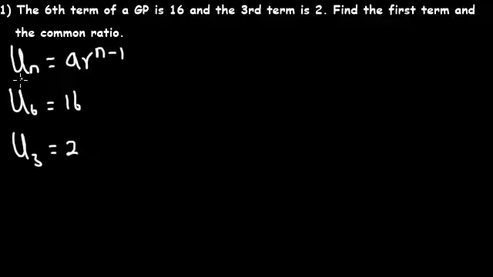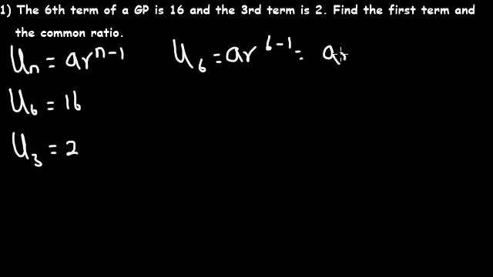Now, since we said u of n is a r to the power of n minus 1, it means if u of 6 is not given, then to find it, that will be equal to a r to the power of 6 minus 1, which is the same thing as a r to the power of 5. That will be equation 1.